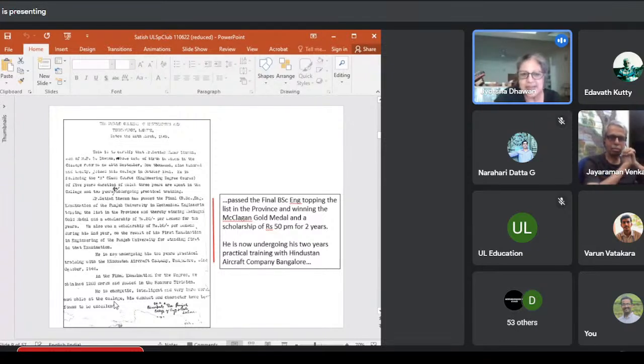When my father finally made it into engineering college, he passed the final BSc with a gold medal. And he went then for practical training in Hindustan Aeronautics Limited, the aircraft company in Bangalore. At that time, HAL was actually involved, this was during World War II, 1942, in repairing warplanes for the Pacific Theatre, because the British warplanes would be flown in from the war theatre into HAL for repair. And so he learned practical training on the shop floor. And this was a formative experience for him.